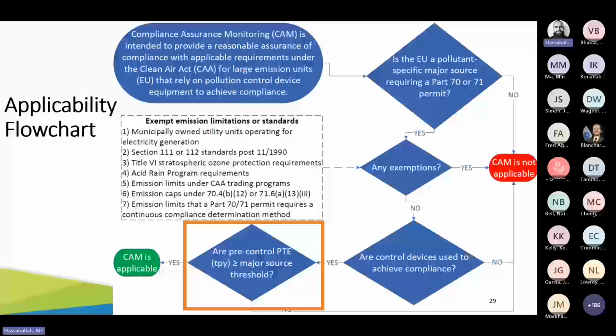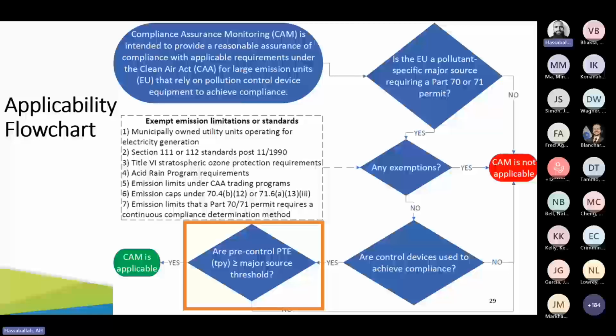Okay, so we're at the very, very end of our flowchart cycle and at the very last stop in the flowchart, but it's basically whether or not the pre-control emissions are greater than the major source threshold. So the CAM rule is based on a pollutant-specific emission unit. Now, before you put in the control device, are the emissions greater than the major source threshold? If they are, you've met the last requirement for CAM applicability, and therefore your emission unit is subject to CAM.